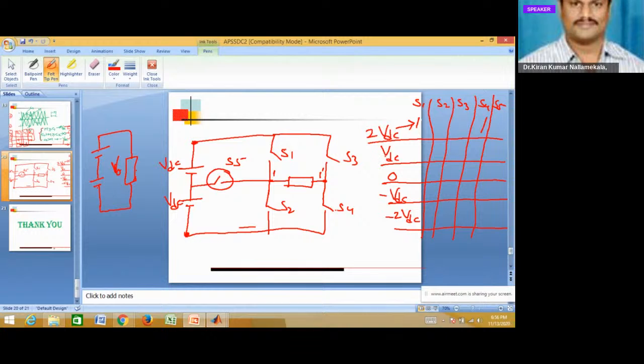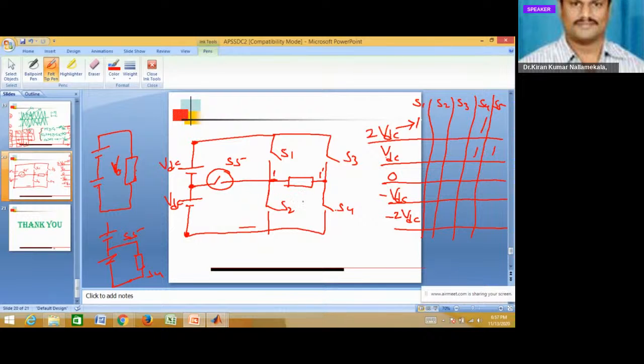So for plus VDC, you can turn on S5. Then terminal 1 is connected here. You can turn on S4. Then 1 dash will be connected here. I am drawing only one DC source, otherwise I would draw two VDC sources, and the load is connected like this. So here S5 is turned on, here S4 is turned on. So S4 and S5.